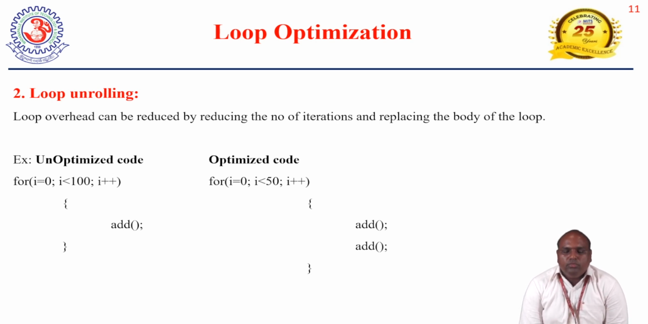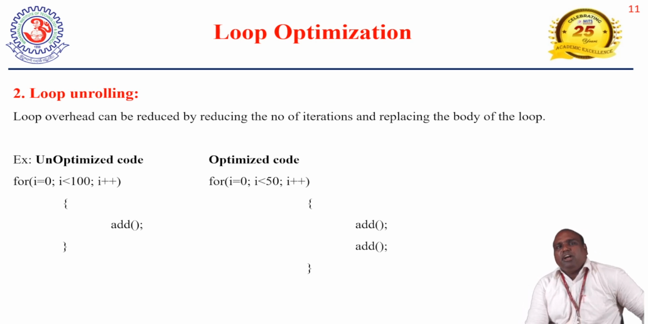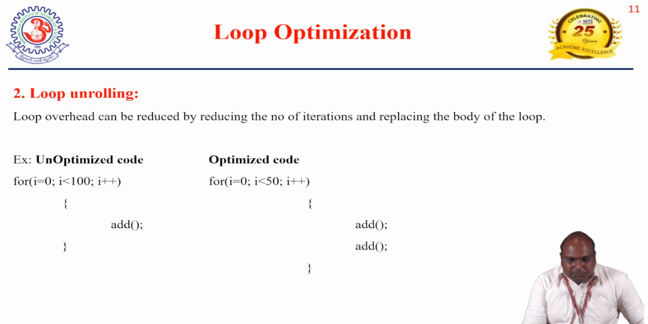To do some optimization techniques inside the loop, it is the concept of loop unrolling. Loop unrolling means to reduce the loop overhead. To reduce the loop overhead, it will automatically reduce the compile time.